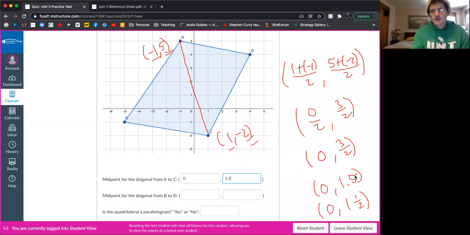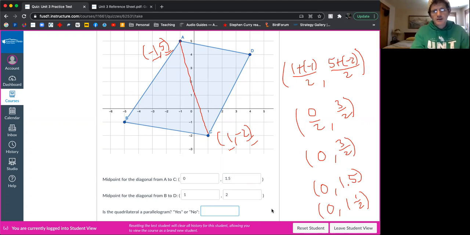Anything, if you want to convert anything to decimals for this, that's fine, except for the very end, and I'll talk about that. So anyways, you have 0, 1.5. Let's just call that good. I'm not going to do the next midpoint, but I'm just going to pretend that the coordinate is 1, 2. So at this point, remember, if these are the same coordinate, you would say it's a parallelogram. And so the question is, is the quadrilateral a parallelogram? You can answer yes or no.